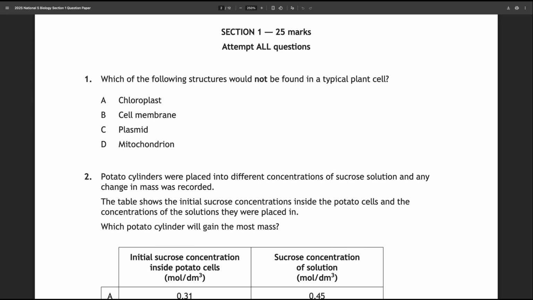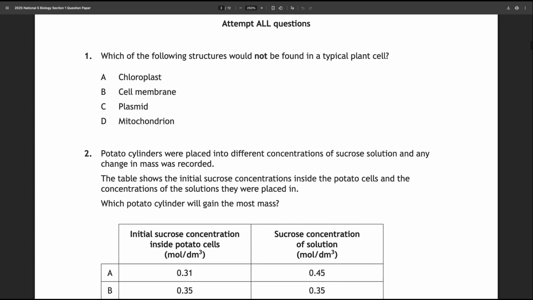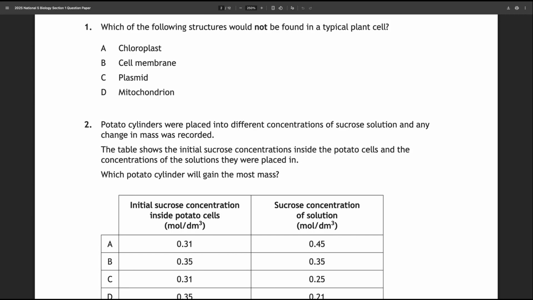We'll run through it on the computer here, and we'll talk through not just the answers, but also the reasons for the answers and the working for some of the questions as well. Question 1, which of the following structures would not be, you'll notice that in bold, found in a typical plant cell? So we've got the choice of chloroplast, cell membrane, plasmid, and mitochondrion.